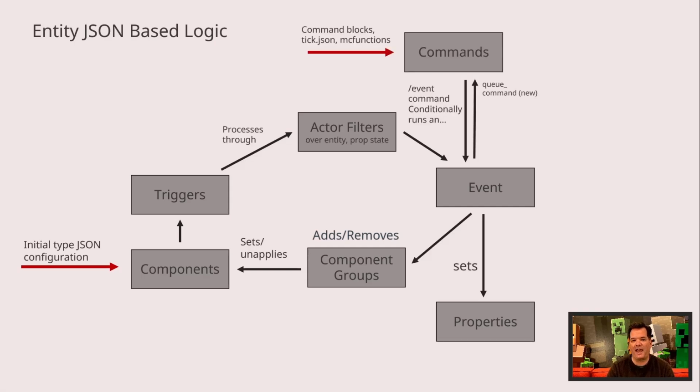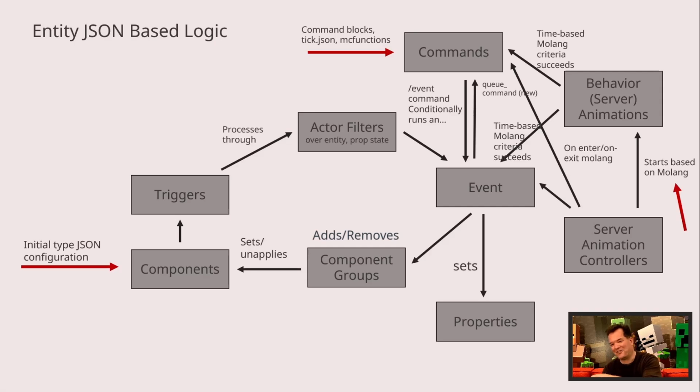And then you can also interoperate and trigger different events through things like commands. So if you want to run a command that forces an entity to grow up from being a baby into being an adult, you would run that command to trigger an event, which will then kick off the setting of a component group that makes an entity an adult.